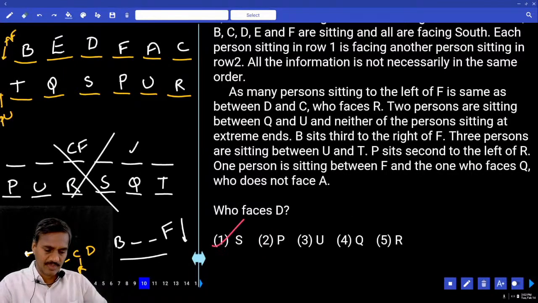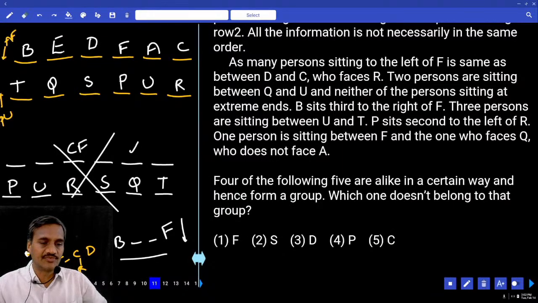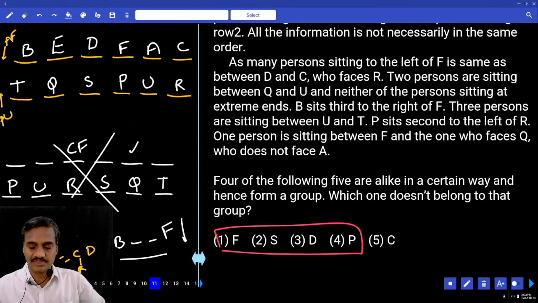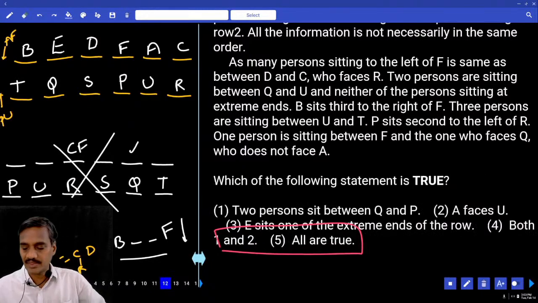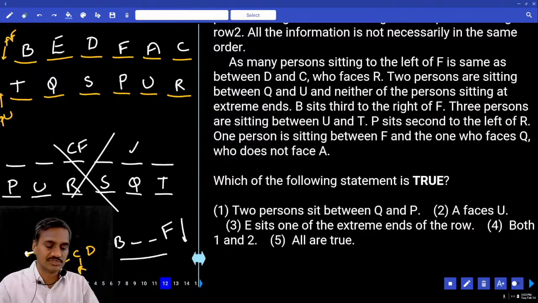Yes, choice 1. And the 11th one, four out of the following, one is left out: F, S, D, P, C. F, S, D, P, all these persons are opposite to each other, but C is not opposite. Choice 5, question number 11. And which of the following is true? Two persons in between Q and P, false. And A faces U, that is definitely true, choice 2. And question number 12, choice 2 is the answer.